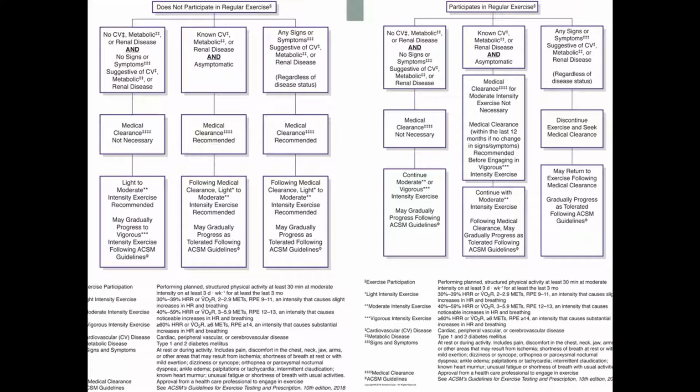And you can see they can go into vigorous activity as they progress. The people who had medical clearance, following medical clearance, should probably do light to moderate, and they can progress as tolerated. Now we go over the people who have done exercise. The big difference with this one is if they have known cardiovascular disease and are asymptomatic, and they've been participating, because you're in the algorithm on the right-hand side, they don't need medical clearance if they're doing moderate intensity activity. They do recommend medical clearance if they're going to begin vigorous activity, and then continue with moderate activity, and then they progress them as tolerated.